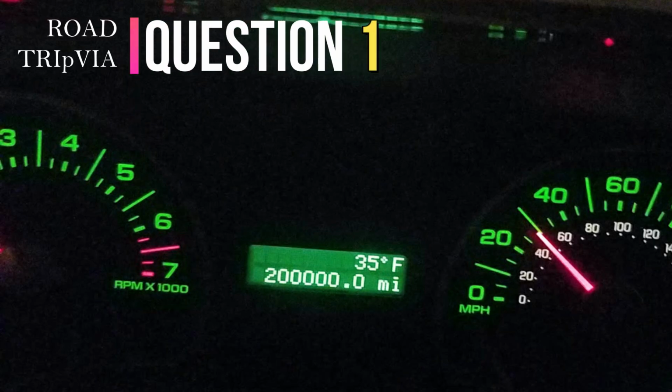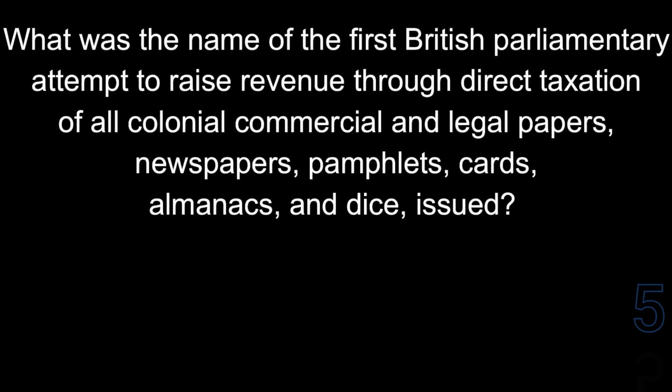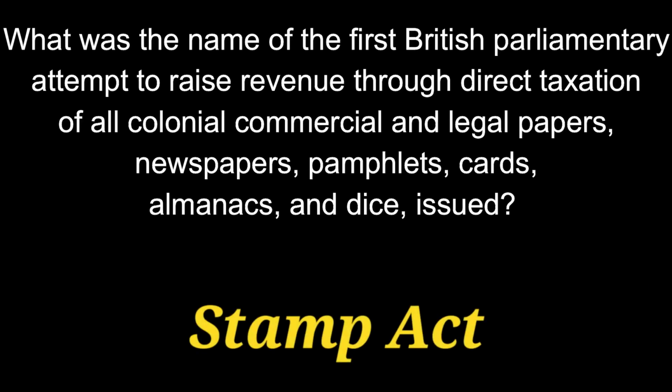Question number 1. What was the name of the first British parliamentary attempt to raise revenue through the direct taxation of all colonial commercial and legal papers, newspapers, pamphlets, cards, almanacs, and dice issued? That was known as the Stamp Act.